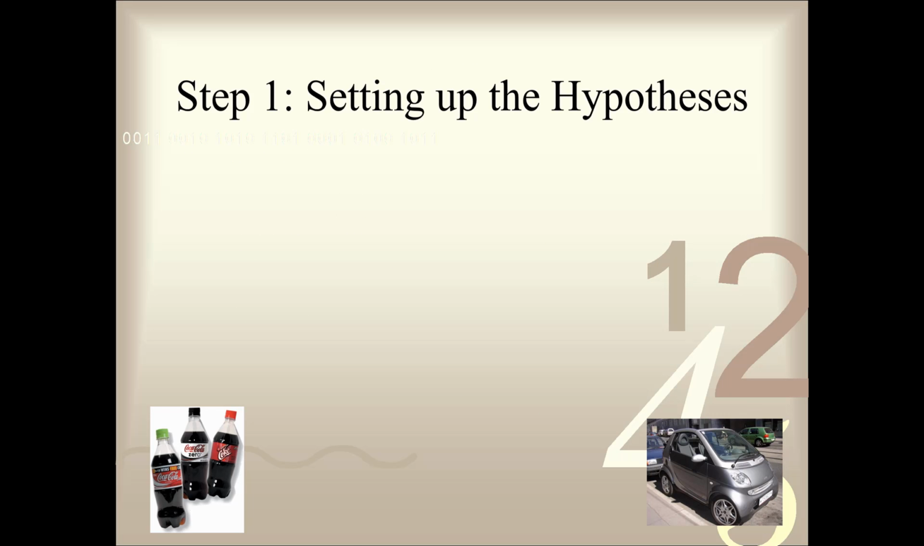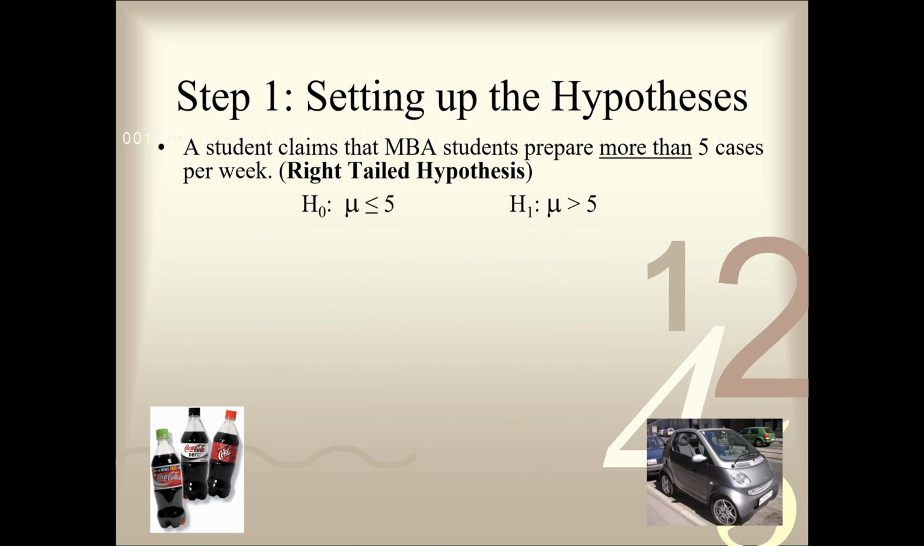Okay, so step 1 is all about setting up the hypotheses. Let's say a student claims that MBA students prepare more than 5 cases per week. Notice the "more than." That's what's being claimed. What's being claimed is always in the alternate hypothesis, the thing we're trying to prove different from 5, and in this case we're trying to prove more than 5.